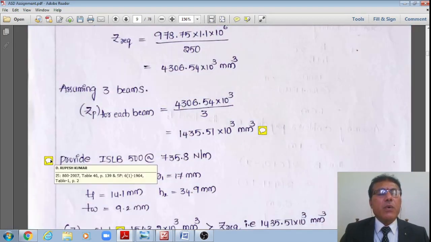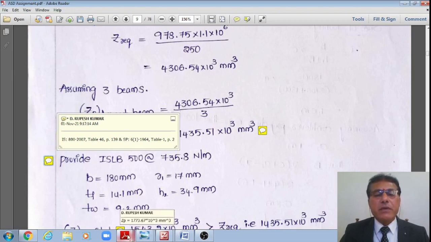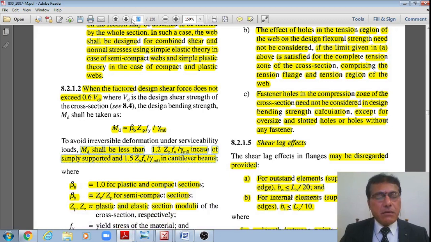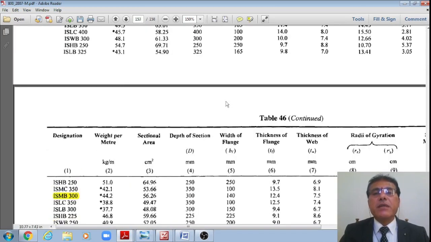Therefore, now what I'll do is I'll go to IS 800 2007 Table 46, page number 139, or alternatively you can go to SP 61 1964 Table 1, page number 2. Let me go to IS 800 page number 139, student. Yes, I'm there in page number 139, student, right?